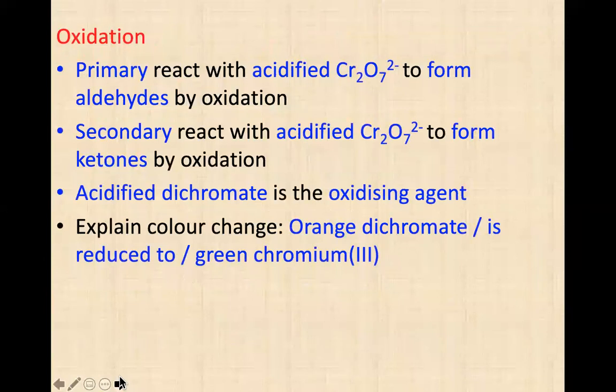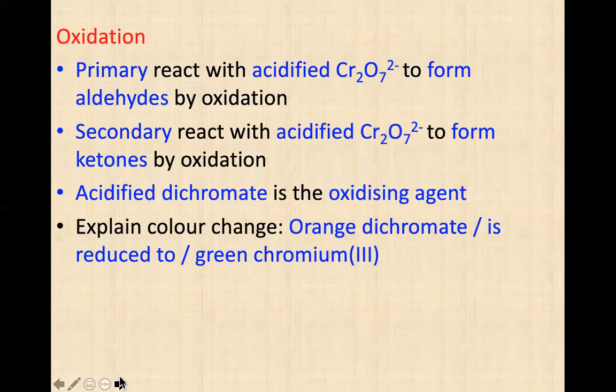Right, oxidation. If you oxidize a primary alcohol by reacting it with acidified dichromate, Cr2O7 2-, that is dichromate, to form aldehydes by oxidation. So primary alcohols react with acidified dichromate to form aldehydes, and this is an oxidation reaction. Secondary alcohols react with acidified dichromate to form ketones. Again, this is oxidation. Acidified dichromate is the oxidizing agent.